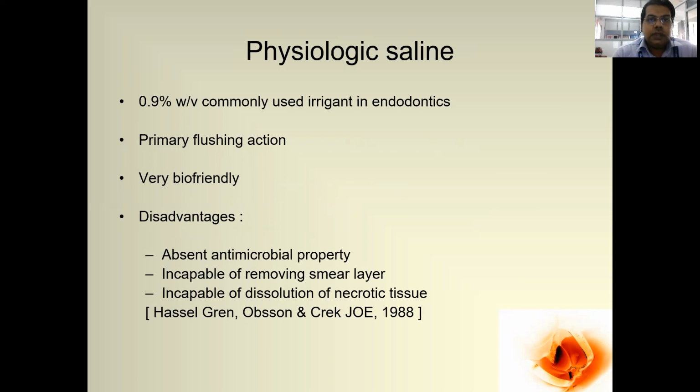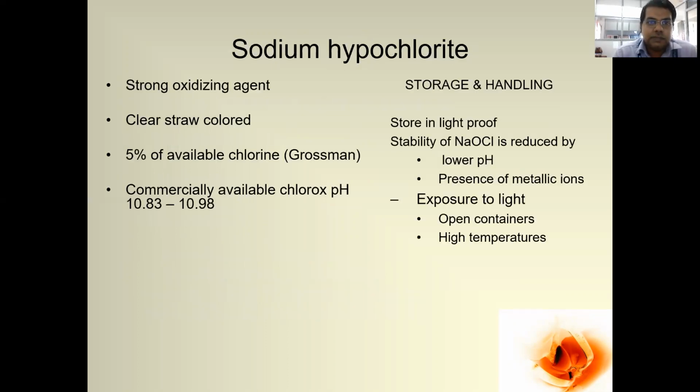Moving on to the first irrigant, the most commonly used one is physiological saline. It comes in a concentration of 0.9%. It's primarily for the flushing action and it's very biofriendly. However, it has some disadvantages such as the absence of any antimicrobial property. It's incapable of removing the smear layer and incapable of dissolution of necrotic tissue. Basically, the physiological saline is just used for the flushing action.